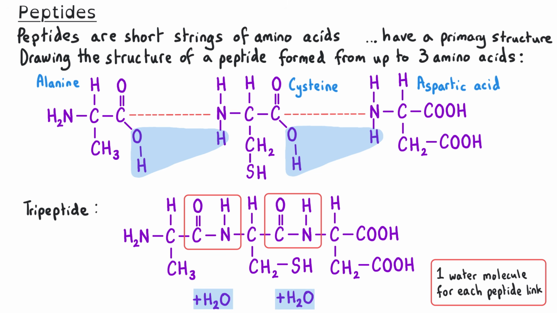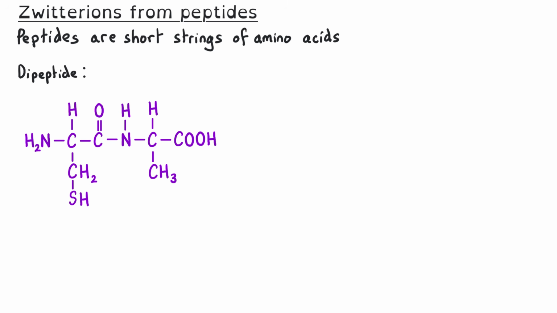And so that's why in the formation of a tripeptide, we produce 2 molecules of water. When amino acids join together to form a peptide, the amine group of one reacts with the carboxylic acid group of another, forming a peptide bond and releasing water. Even though those groups are now joined, the resulting peptide can still form a Zwitterion.